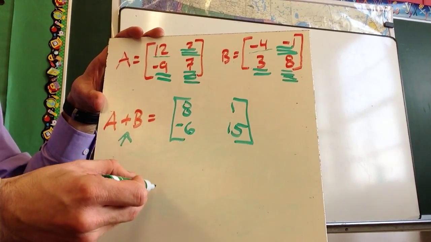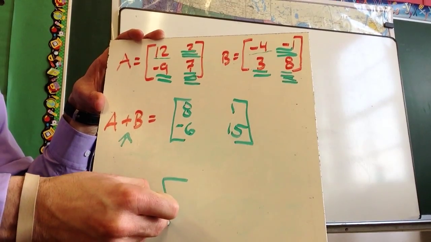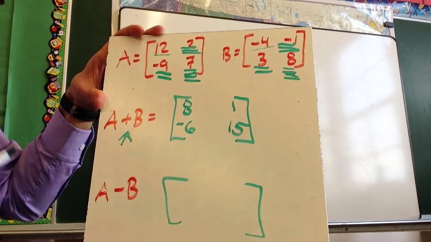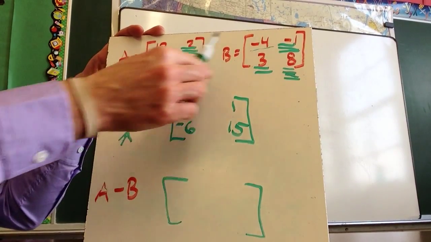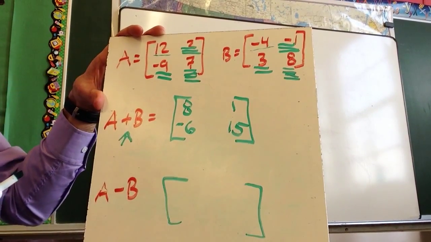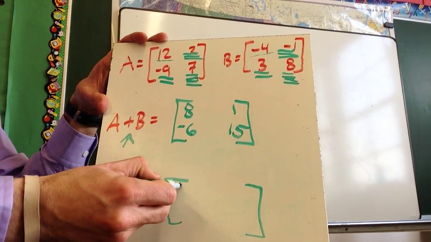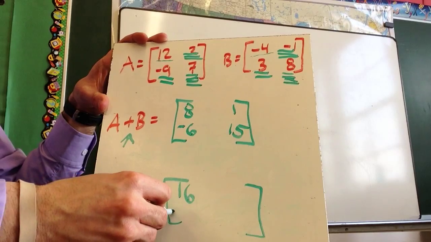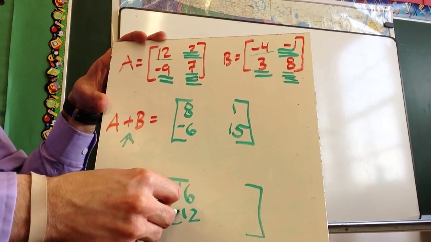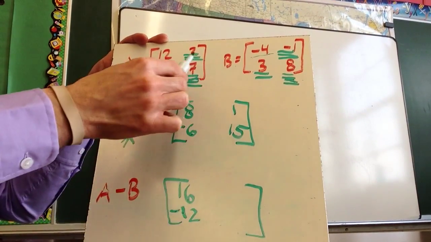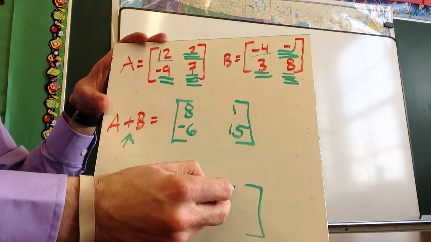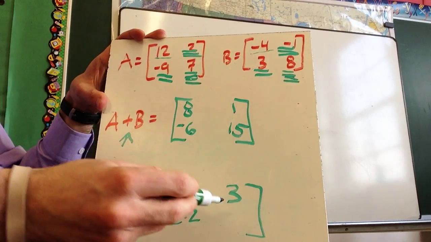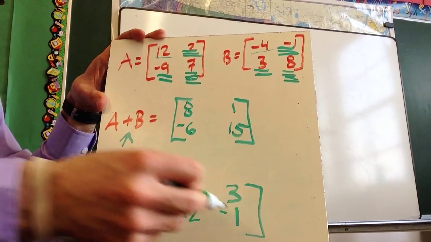Another way we could solve it, remember this is going to give us a different answer, would be to subtract. So it's going to be A minus B. So I'm going to do the exact same thing, but now instead of adding these two, I'm subtracting. So 12 minus -4 is positive 16. -9 minus 3 is -12. 2 minus -1 is positive 3. And then 7 minus 8 is -1.